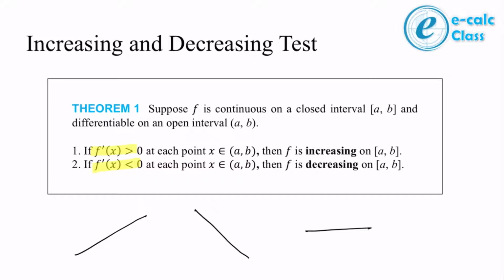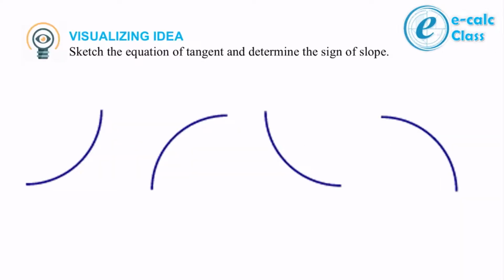So from the shape, I mean the trend of the tangent line, we can know either the graph is increasing or decreasing. Alright, so if you just read this theorem, you see that if the slope of the tangent line is positive, means it is like this, then it is increasing. Okay, if it is negative, means the graph is like this, therefore it is decreasing. And for this one is actually critical value, and we'll discuss it later. But before that, let's visualize the idea of this increasing and decreasing test by a very simple exercise, where we have to sketch the equation of tangent and determine the sign of the slope.